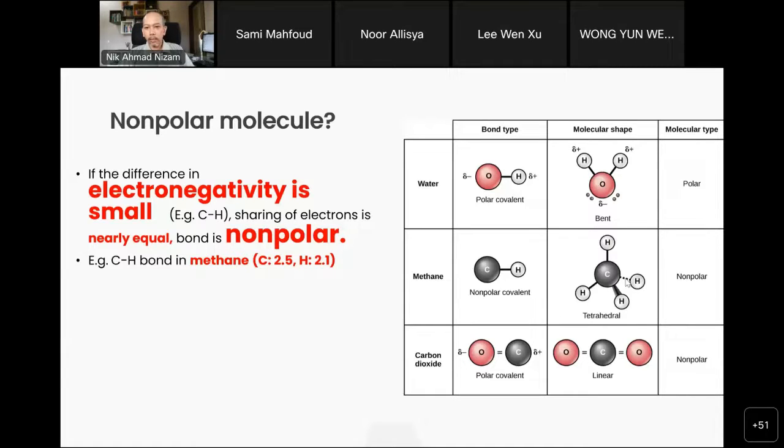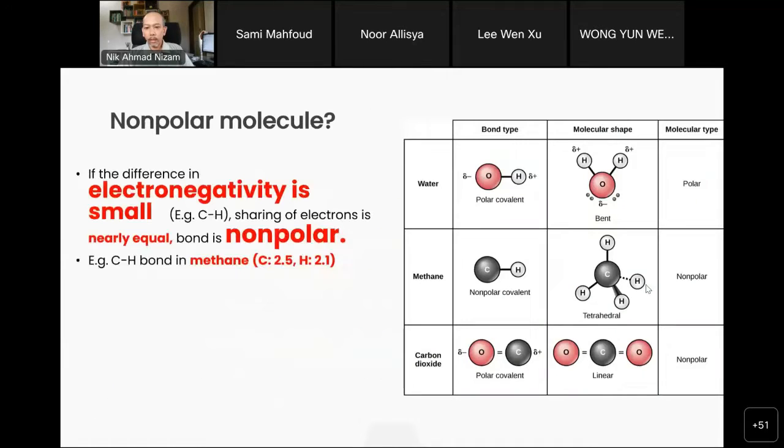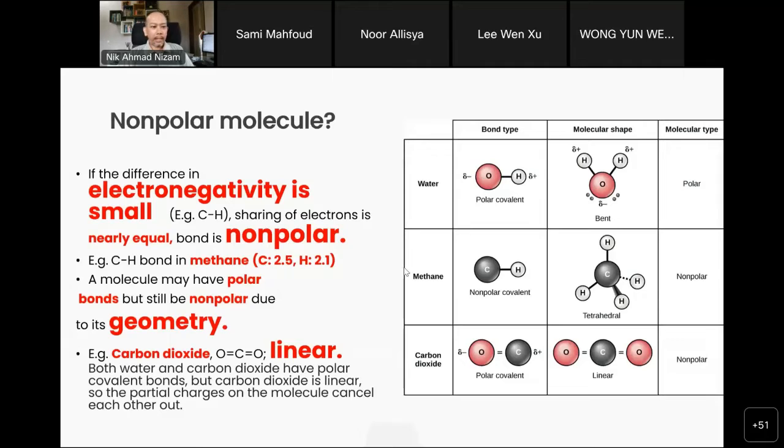Okay, so in each of these bonds, between C and H, the electronegativity difference is very small. Carbon is 2.5, hydrogen is 2.1. So not much different, 2.5 and also 2.1. So this methane, or all of the hydrocarbons like methane, ethane, hexane, they are all non-polar. And a molecule may have polar bonds but still be non-polar due to its geometry.